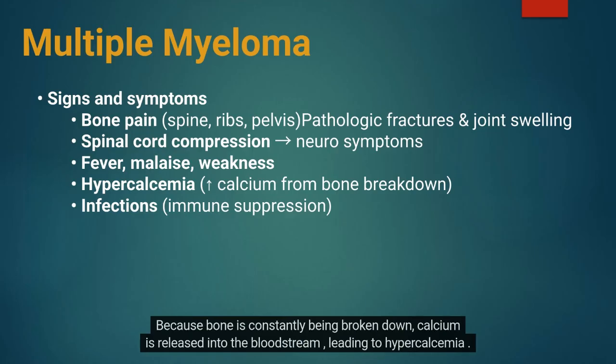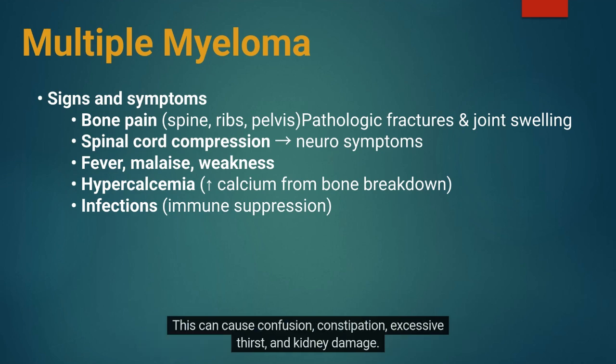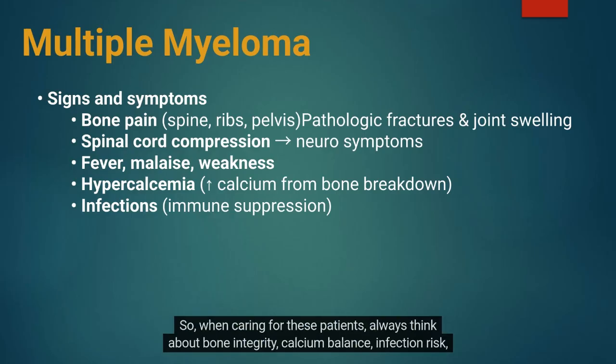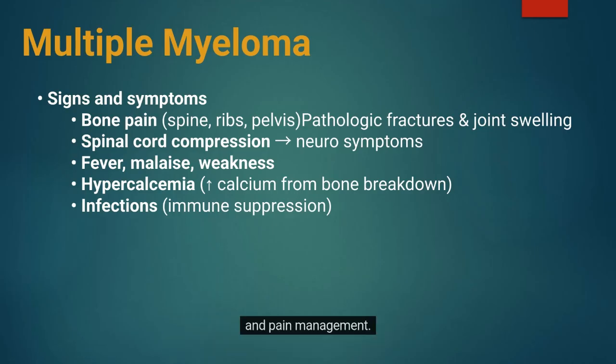Because bone is constantly being broken down, calcium is released into the bloodstream, leading to hypercalcemia. This can cause confusion, constipation, excessive thirst, and kidney damage. Finally, since the immune system is impaired, patients are highly prone to infections. This is one of the most common causes of death in patients with multiple myeloma. So when caring for these patients, always think about bone integrity, calcium balance, infection risk, and pain management.